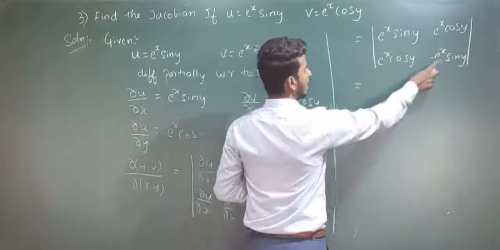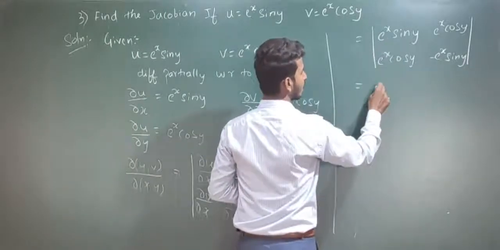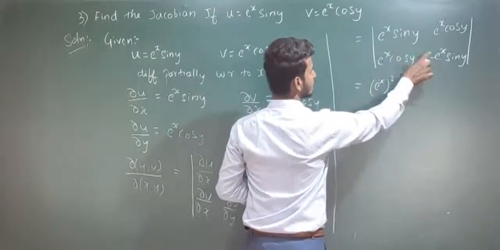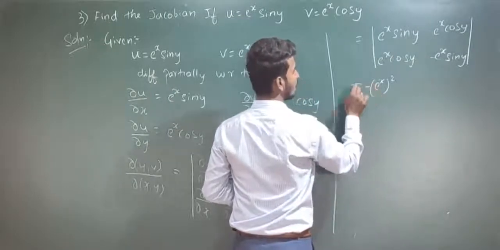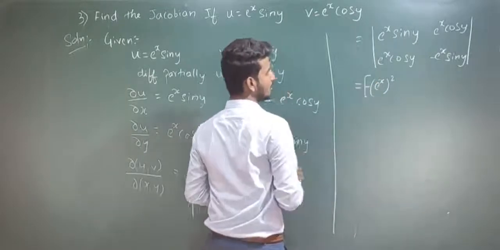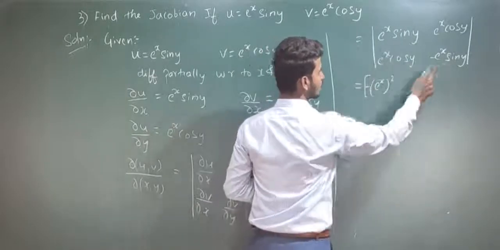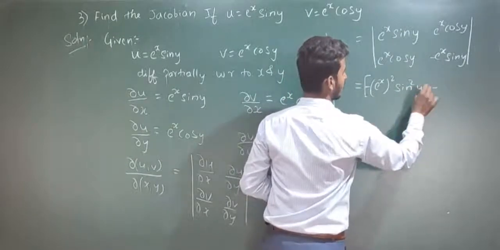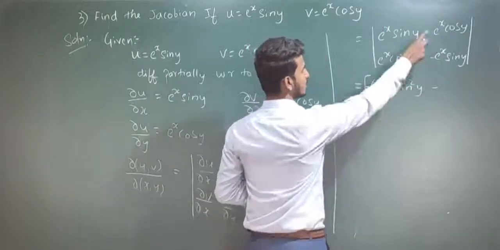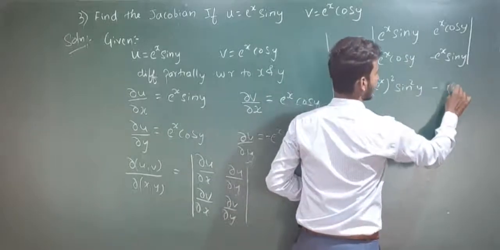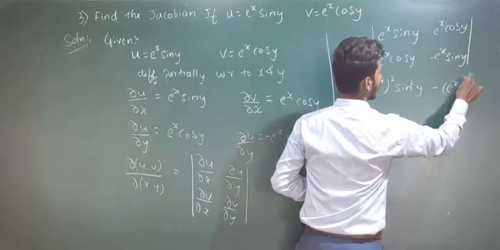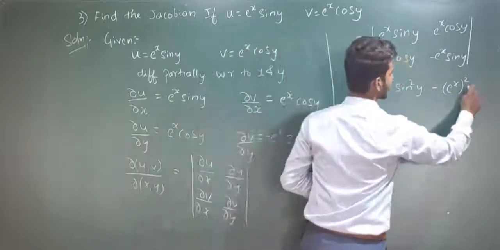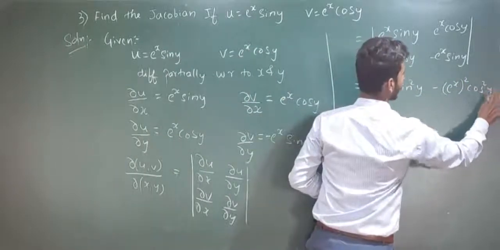Now e raised to x into e raised to x will be e raised to x whole square, and minus into plus is minus sin y into sin y is sin square y, minus e raised to x into e raised to x is e raised to x whole square, and cos y into cos y is cos square y.